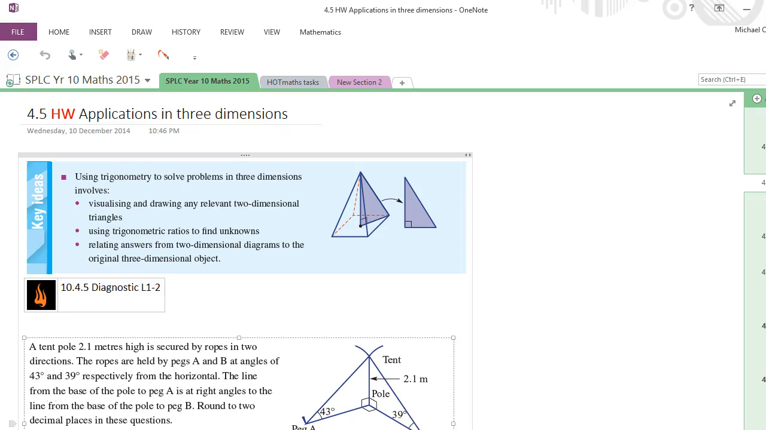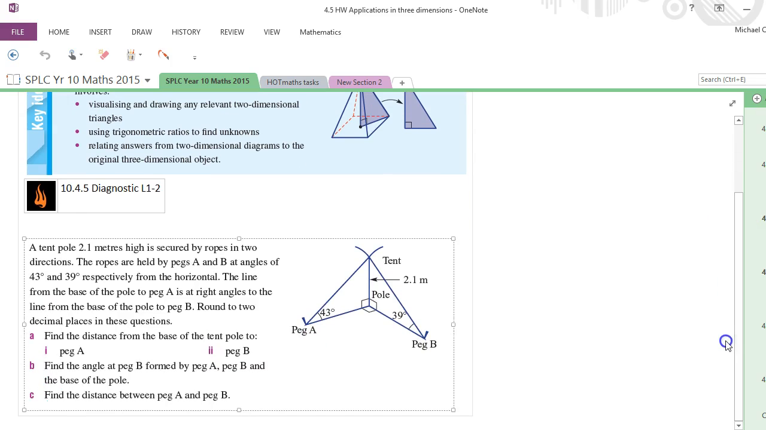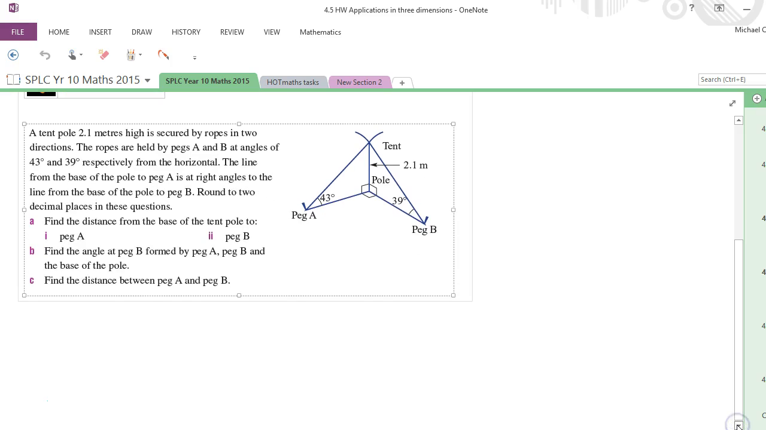Alright, 4.5, applications in 3 dimensions. Nothing new to learn here, we've really just got to apply our current knowledge to the new information and see how we go. So let's have a look at an example. I'll just work through one example and then hopefully you guys will see how it all works and have the confidence to go and get stuck into it yourselves.